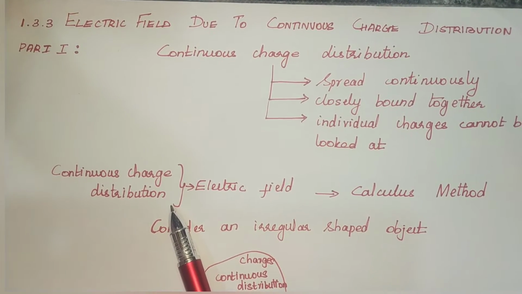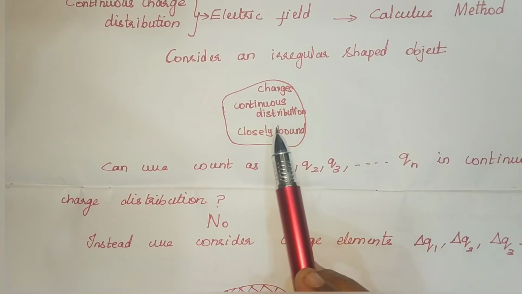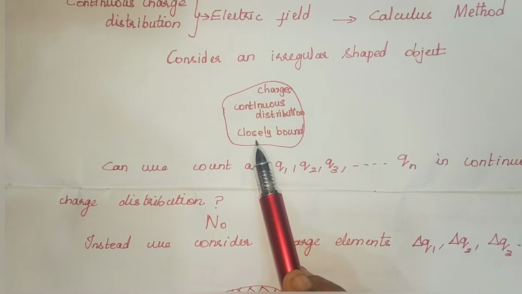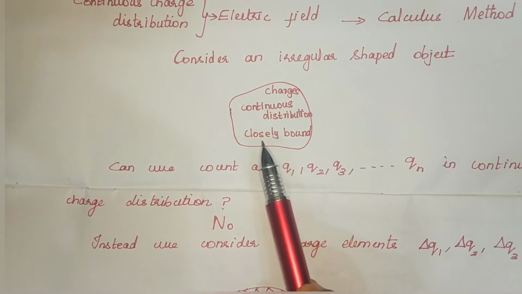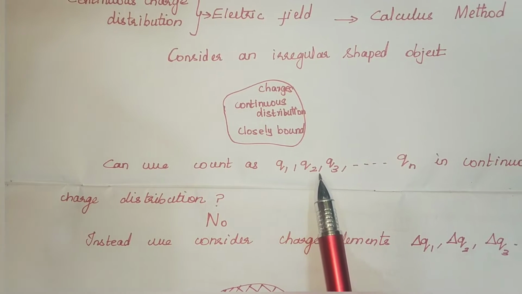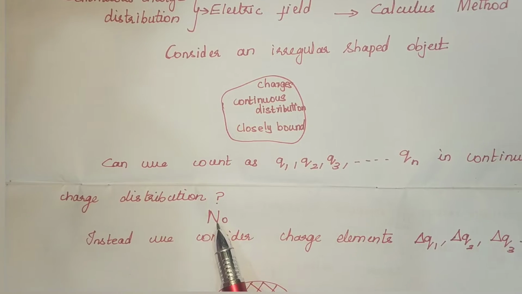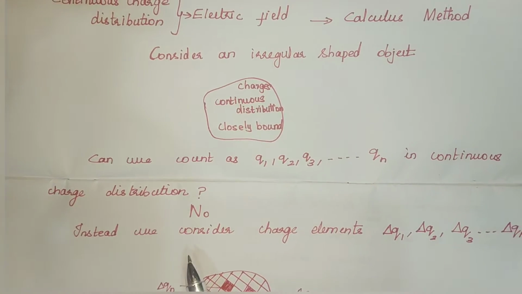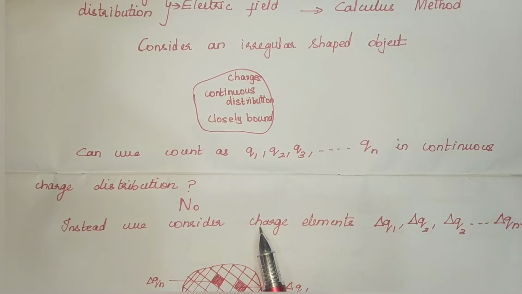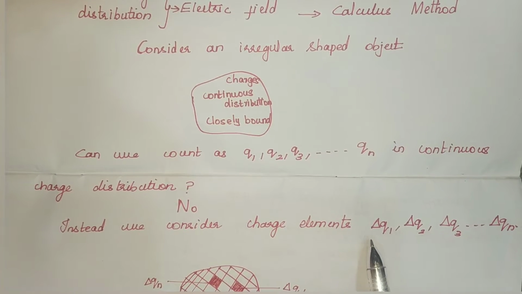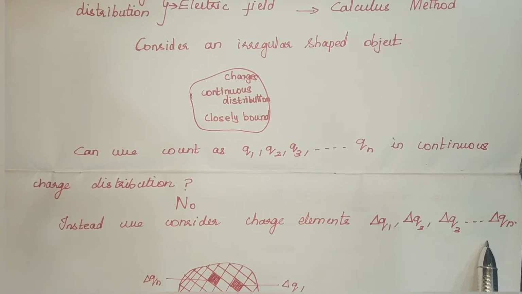Calculus methods are nothing but we use the integration methods to find the electric field in the case of continuous charge distribution. Now we consider an irregular object. The charges will be continuous and the charges will be closely bound together. Can we count the charges Q1, Q2 and so on up to Qn in continuous charge distribution? No. So what we have to do is we are going to divide the whole body into charge elements. Charge elements like del Q1, del Q2 and so on up to del Qn.